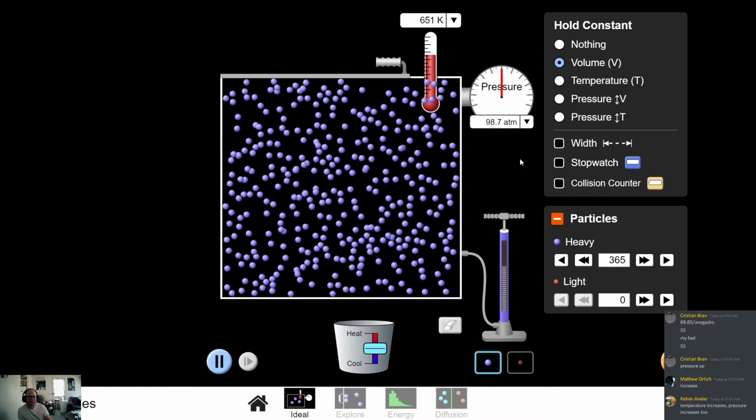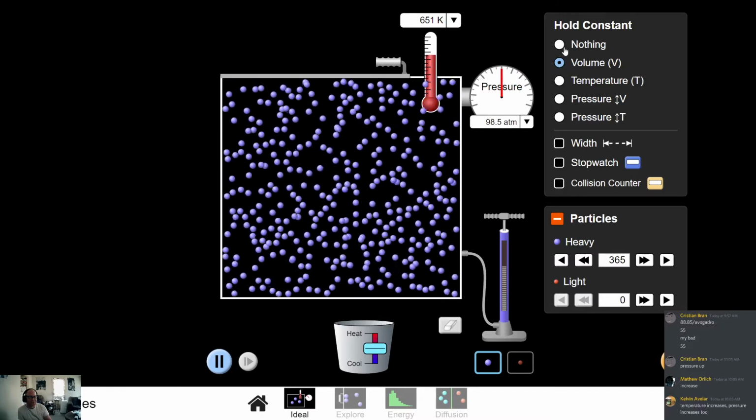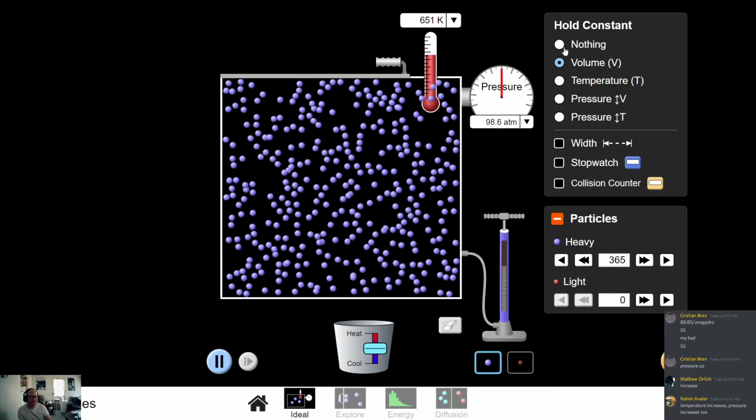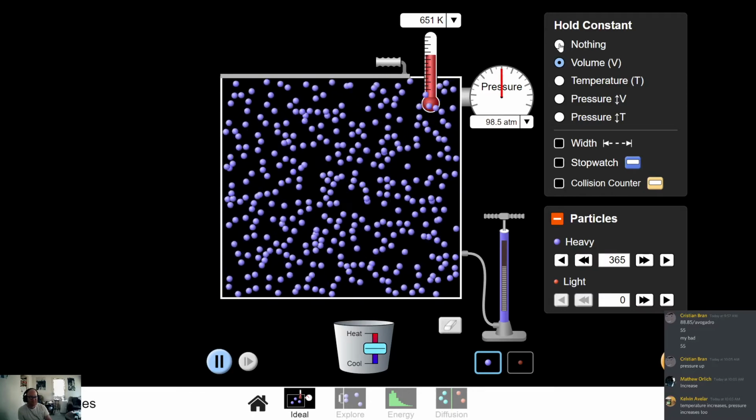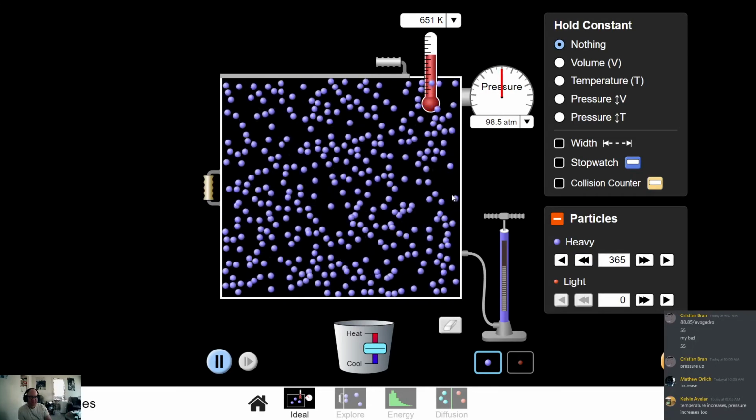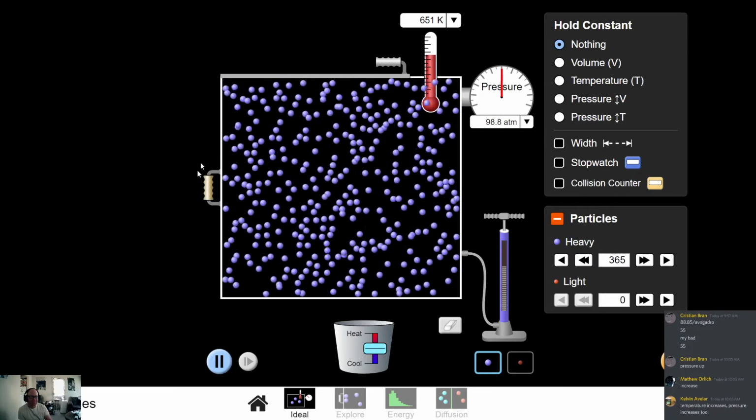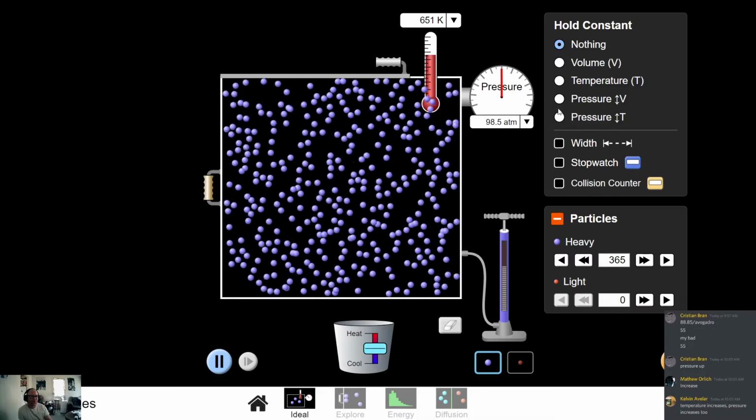I guess I can ask this. If I click on nothing here and let the volume expand, wouldn't you expect that this thing would expand? Let's see what happens. No, I wasn't sure about that. Okay, so now if I let the volume change, what can I hold constant?